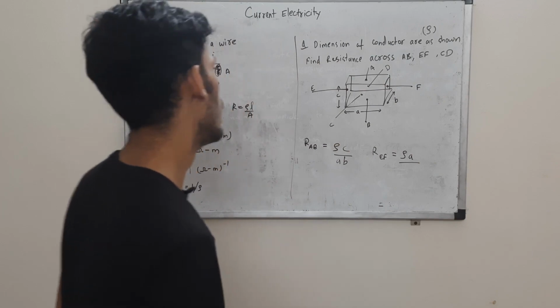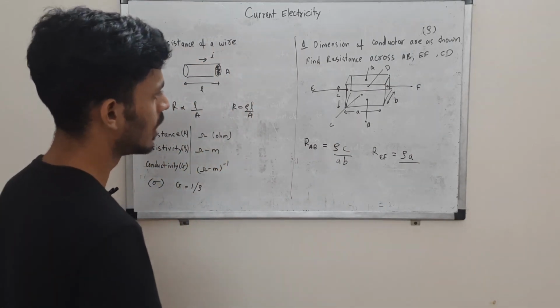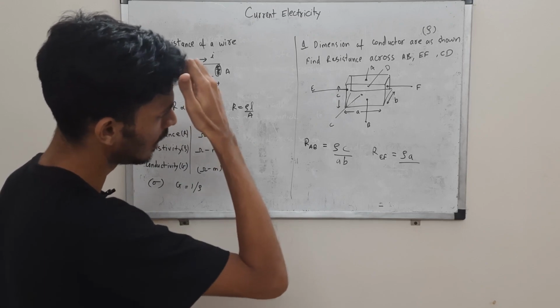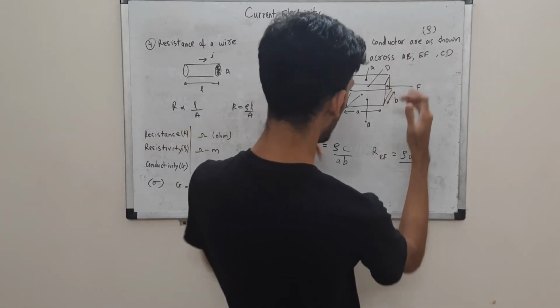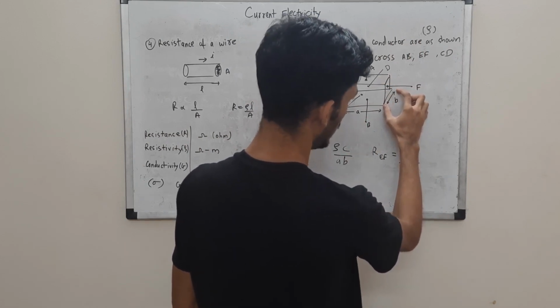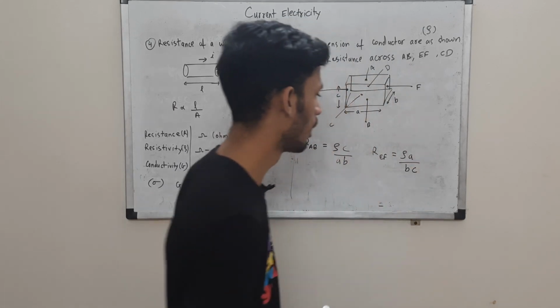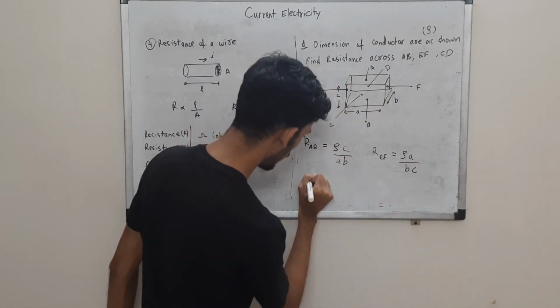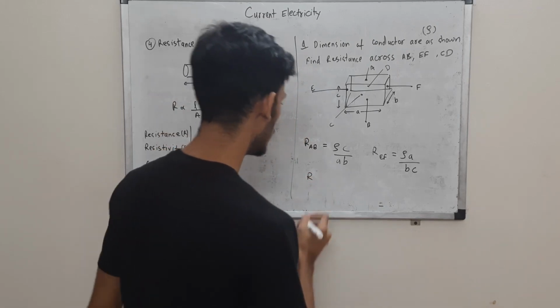So rho A divided by the area. What is the area now? Area is the side face. If you see BC, B is the base and C is the height. So base into height, that is BC. So it is rho A by BC.